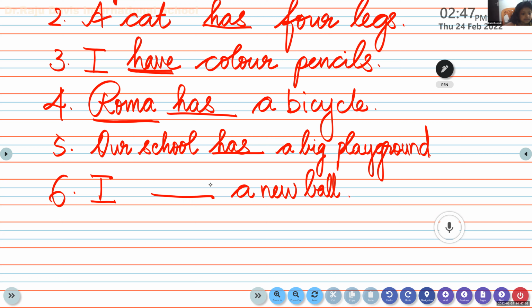So what do we have to write there? I dash a new ball. If it is I, then what do we have to use? Come on, tell me the answer. No, whether we have to use has or have. Have. I have a new ball. Okay, children. So all of you, please do check: when we are talking about singular, we use has. With plural, we have to use have. And also with I, we use have.